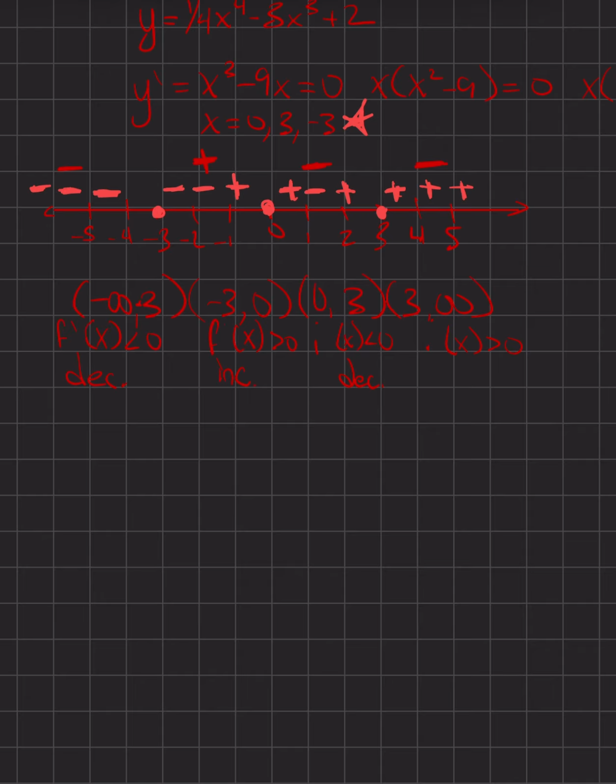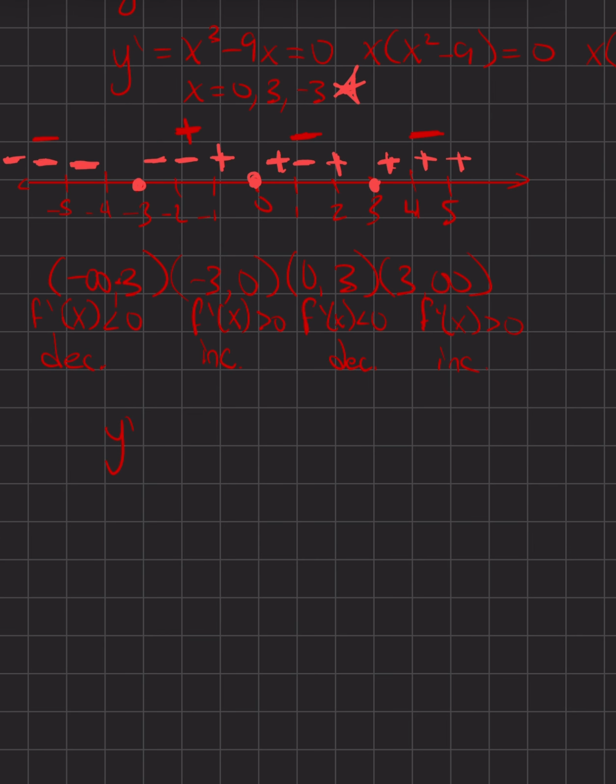Our first derivative. There we go. And then increasing. Now here's where we get the second derivative. I was getting ahead of myself a little bit. So we're going to take our first derivative function, which is x cubed minus 9x, and then we're going to take the second derivative of it.